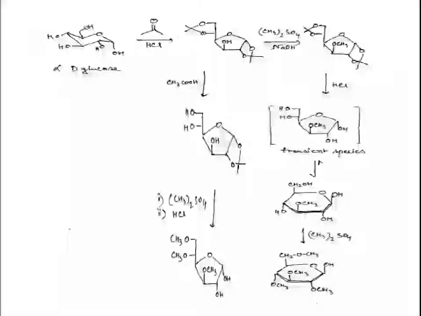Actually, all these groups are in the Fischer projection. If you want to see the Haworth projection or the chair form, start with the chair form of alpha D-glucose and you can similarly see the Haworth projection. It is much easier to understand in the Haworth projection. You had this 6-member ring, you are adding acetone and HCl, you will get a 5-member ring for glucose, because this 5-member ring gives you this diol, that means this cis diol.